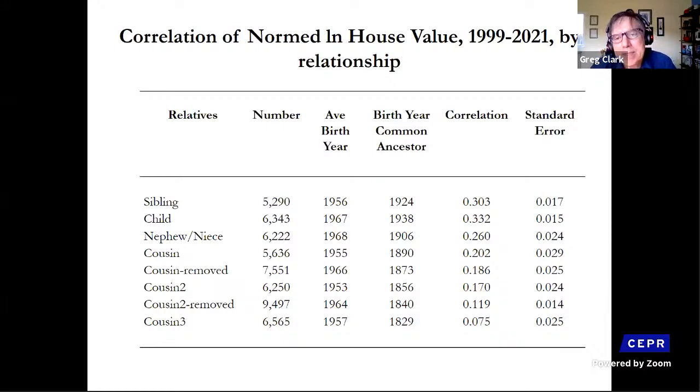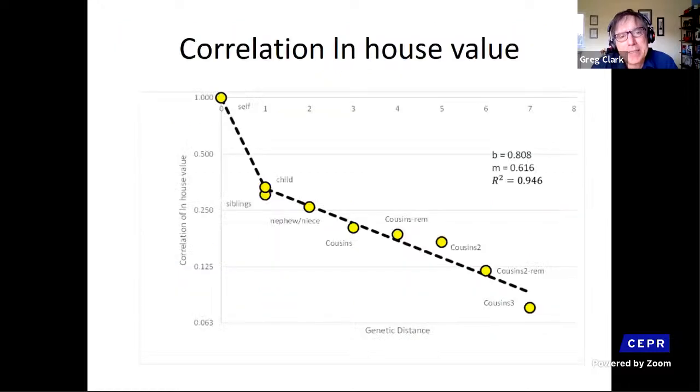And the first thing you see in this table is that all of these people have correlated house values, and that correlation is statistically strongly significant, even for third cousins. And so these are people who have had no social interaction, typically second cousins or third cousins, and yet they show this very strong persistence in terms of their economic status.